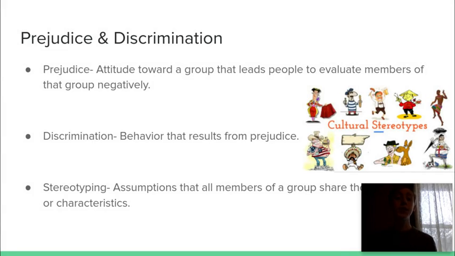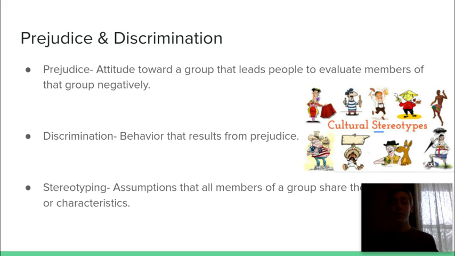Now, moving on to prejudice and discrimination. Prejudice is disliking someone with no plausible cause or real knowledge. You just don't like them for no reason, even if you haven't met them. Now, discrimination is behavior that results from that prejudice, which means you going out and cursing at them or treating them like inferior beings. That is discrimination.